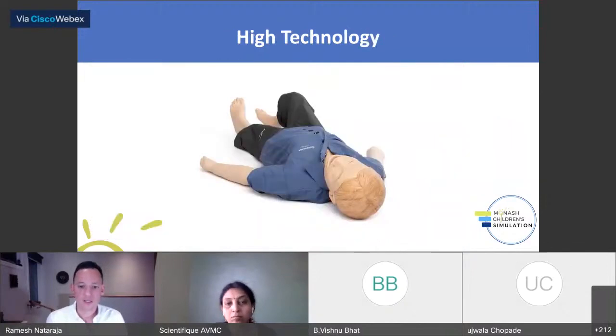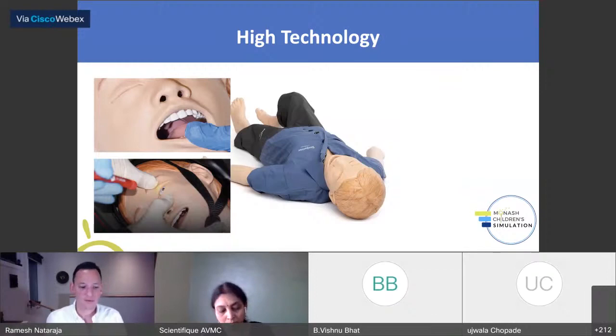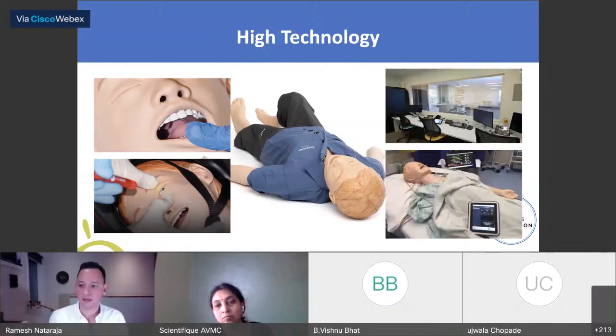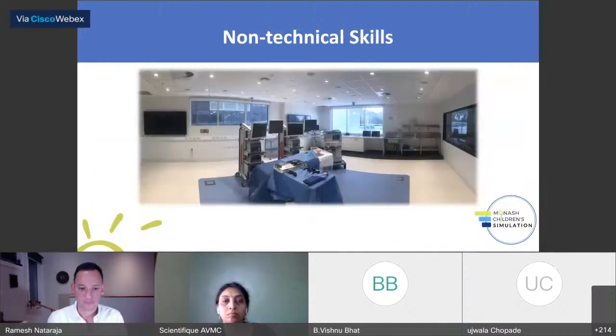Well, we do have high technology, and this is Sim Junior. Sim Junior has good realism in terms of how it looks, the pupils and everything. And I can control it from my control room here and control the heart rate, the blood pressure and all those things. But actually this is expensive. This is 80,000 Australian dollars. And for that, I do use it. But actually you can train a lot more people with less money, with just more educational design.